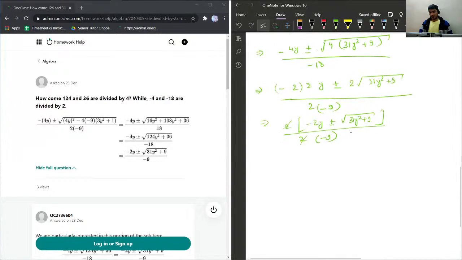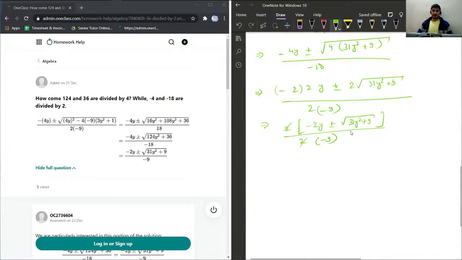But suppose I took 2 here. The square root of 4 is 2, so if I just divide this 124 and 36 by 4, then I will get a square root of 2, and while simplifying this expression, we would be getting a root 2 here and a root 2 here, just to cancel the root 2 which we'll get at this point.